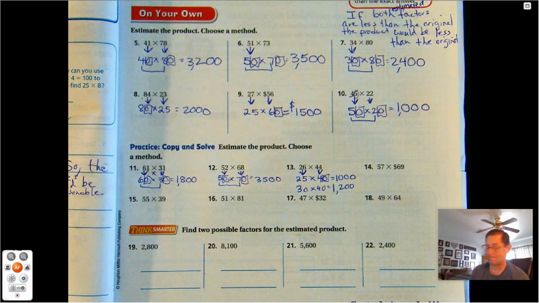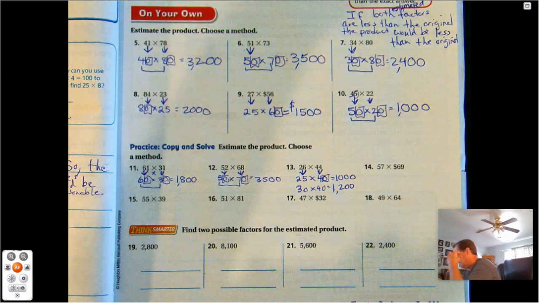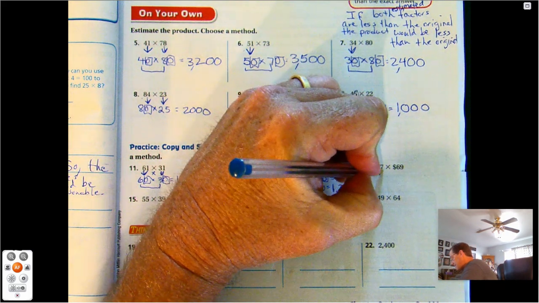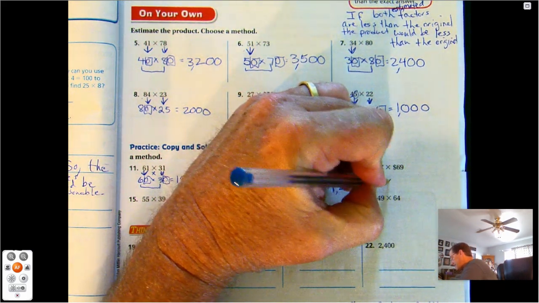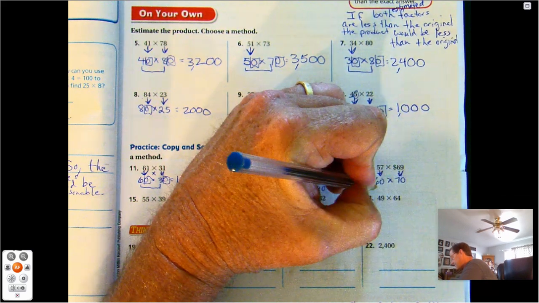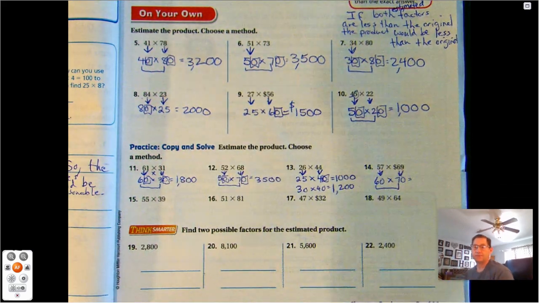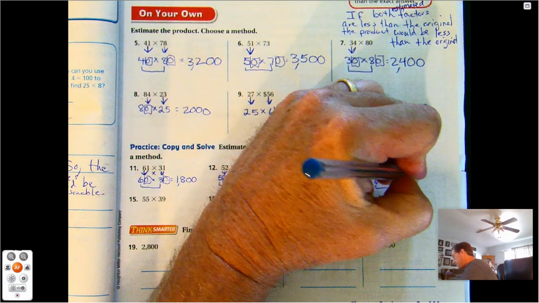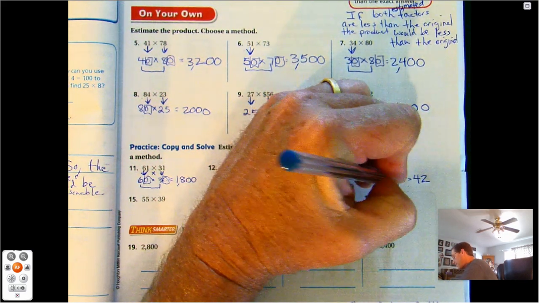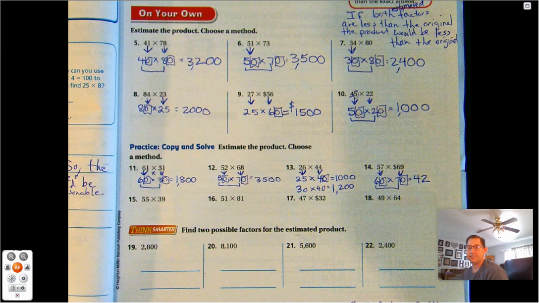57 times 69, that's 60 times 70. 6 times 7 as a basic math fact is 42. Each of the factors ends in a 0, so my product has 2 zeros.